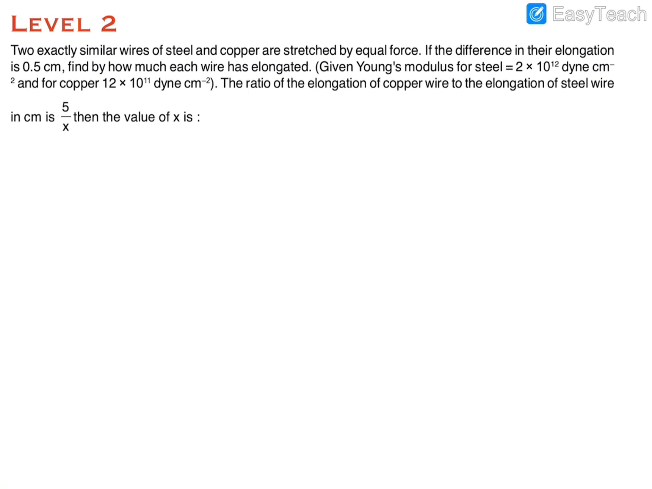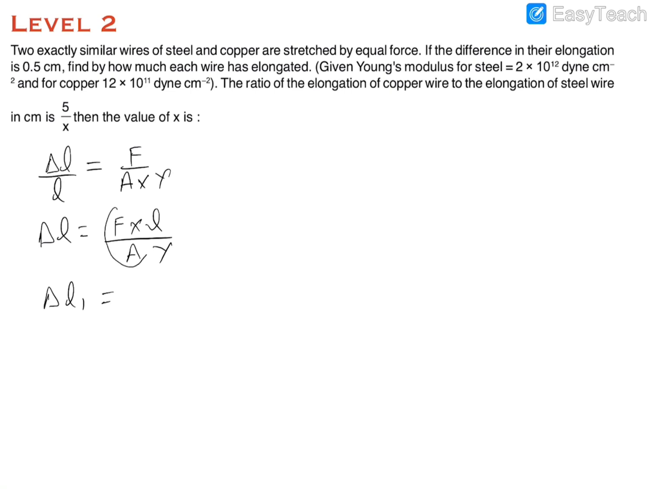So we know that strain, or delta L by L, is equal to stress, which is force upon area, upon Young's modulus, because stress upon strain is Young's modulus. So delta L is equal to F into L upon A into gamma. Now let us write down that delta L1 is equal to, let us name this term as C, some constant C, because F, L and A is same and gamma is different, so it is C by gamma 1, and delta L2 is equal to C by gamma 2.